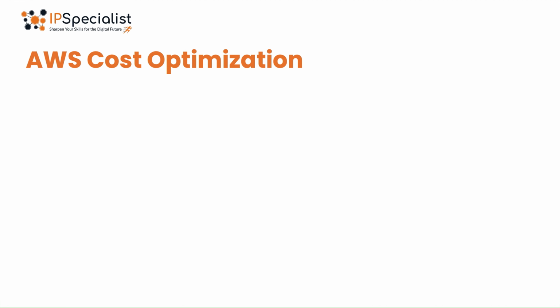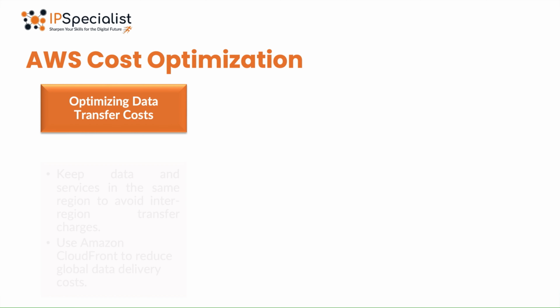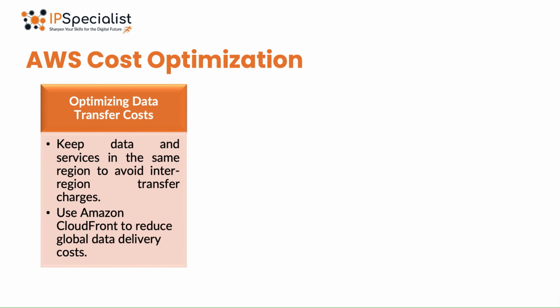Data transfer cost can add up if you're not careful. AWS charges for data moving between regions or from AWS to the internet. To reduce cost, keep your data and services in the same region whenever possible because data transfers within the same region are often free. Also, using tools like Amazon CloudFront, which is a content delivery network, can help reduce the cost of delivering data to users around the world.